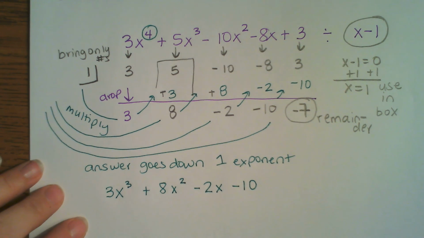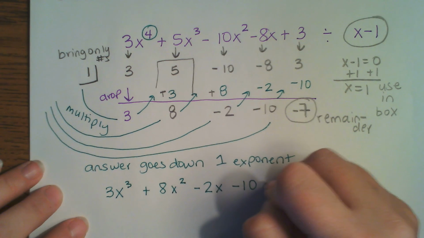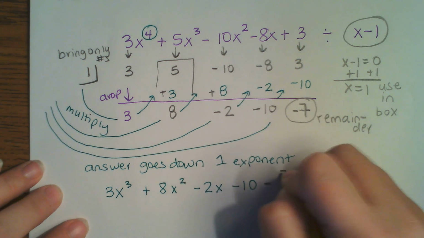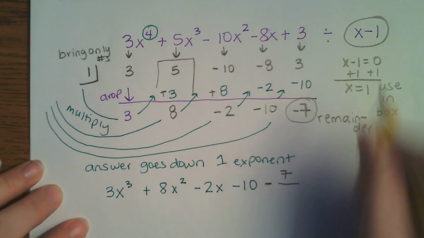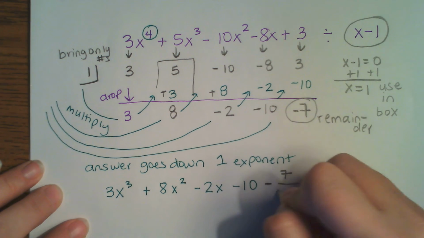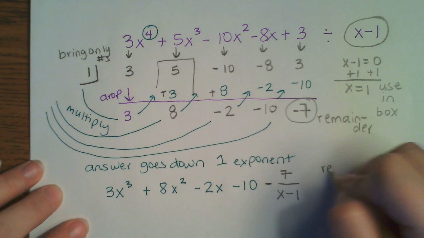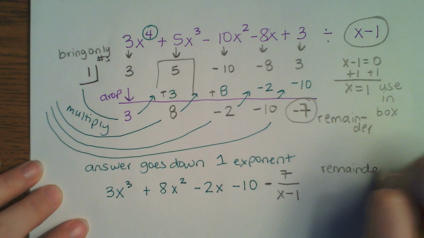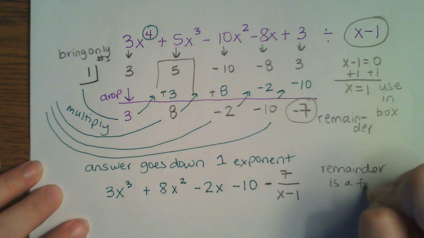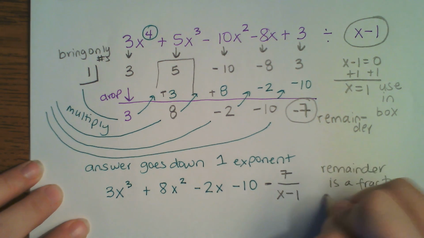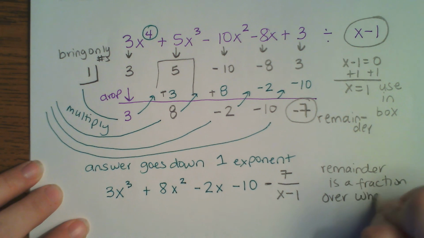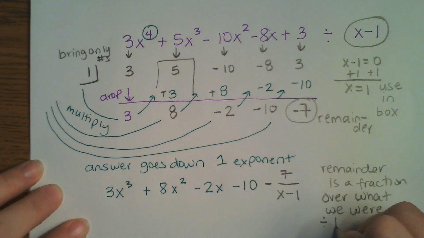And we write our remainder as a fraction. So it's going to be minus 7 over what we were dividing by, which was x minus 1. The remainder is a fraction over what we were dividing by, x minus 1.